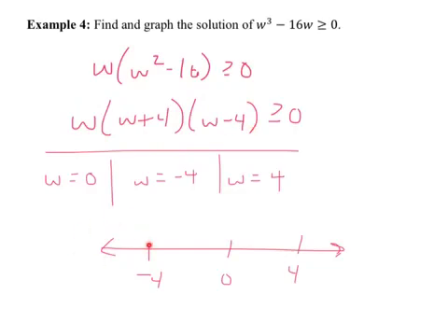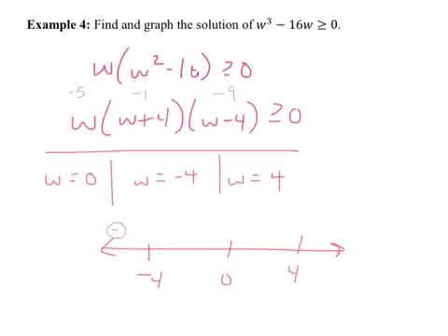So let's pick a point over here, like negative 5. Well, if I plug in negative 5 here, it's going to be negative 5 there. Then negative 5 plus 4 is going to give me negative 1. Then negative 5 minus 4 is negative 9. Well, negative times a negative is a positive, but then we times another negative, it's back to a negative. So this is a negative region.